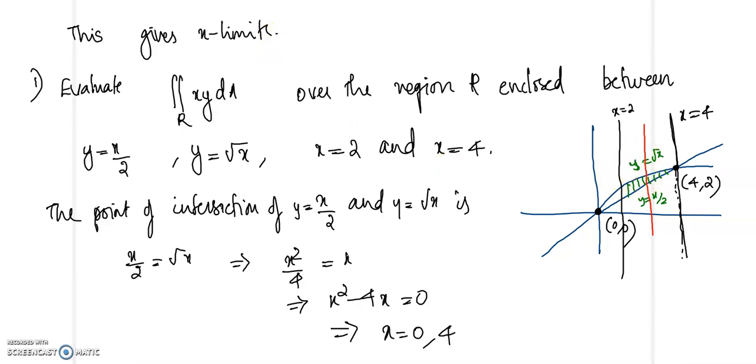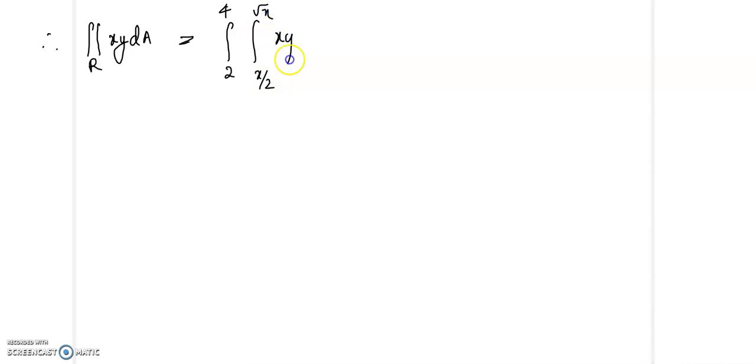That gives the limits of integration. So y will vary from x by 2 to root x, and x will vary from 2 to 4. Therefore the double integral over R of xy dA will be equal to the integral from 2 to 4, integral from x by 2 to root x of xy dy dx. This is the variation of y and this is the variation of x.